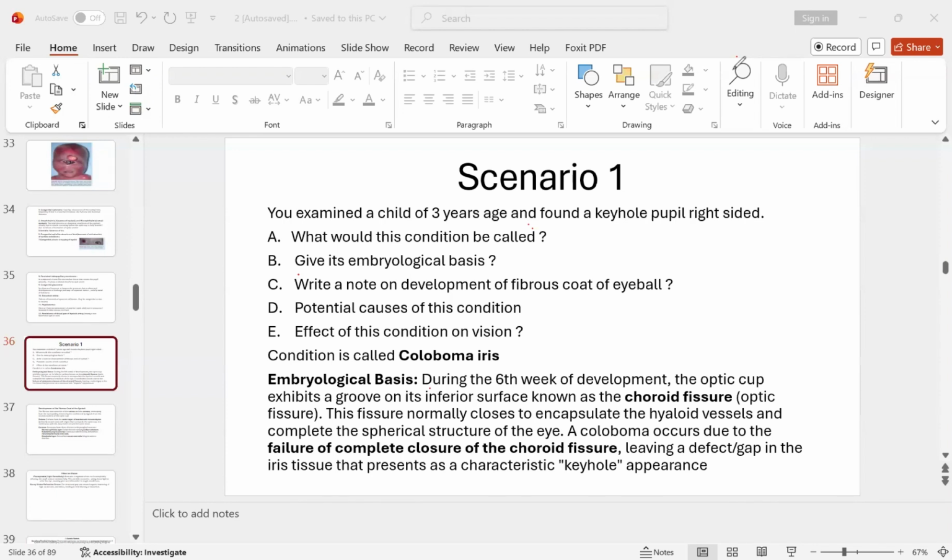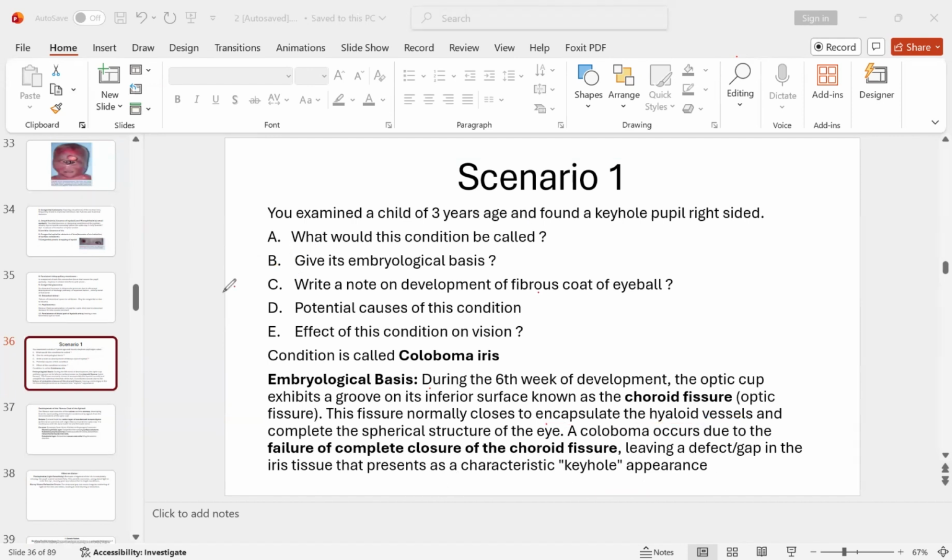So now let's move to the second question, which is: give the embryological basis for this disease. As we know, during the 6th week of development, the optic cup exhibits a groove on its inferior surface, which is known as the choroid fissure. The fissure normally closes to encapsulate the hyaloid vessels and complete the spherical structure of the eye. But a coloboma occurs due to failure of complete closure of the choroid fissure, leaving a defect or cleft or gap in the iris tissue that presents as a characteristic keyhole appearance.